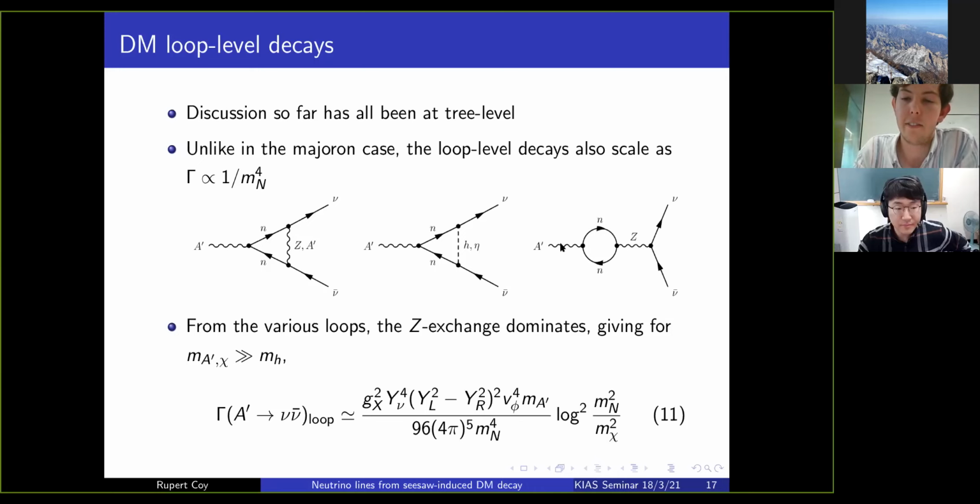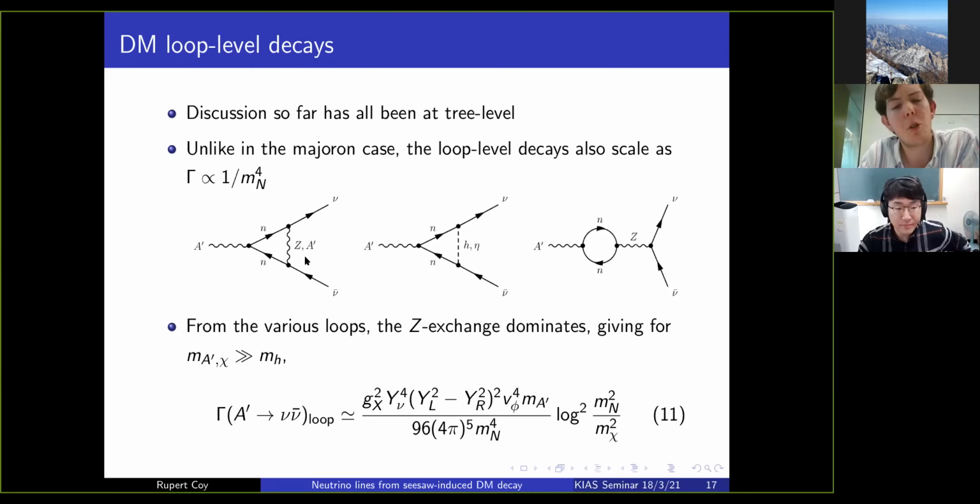And then finally, you have a diagram which essentially corresponds to kinetic mixing induced at one loop, which you do have now in this model between the A prime and the Z, which then goes into nu bar. And so it turns out that the first diagram with the Z in the loop dominates. And for when A prime and chi are much heavier than the electroweak scale, which is the right limit to take, as we'll see in a moment, you can compute the width, and you do have 1 on mN to the fourth. You have an extra log squared there because you have a log from the diagram, but it's 1 on mN to the fourth, and that's really the key point.